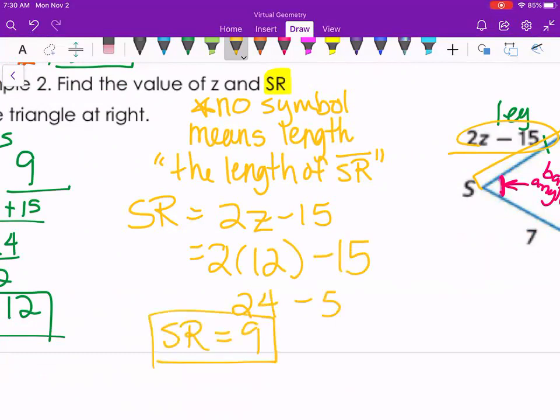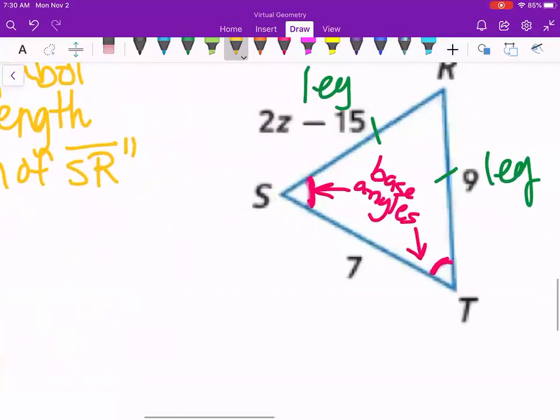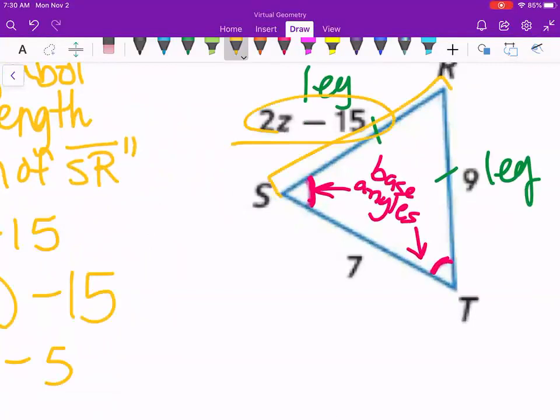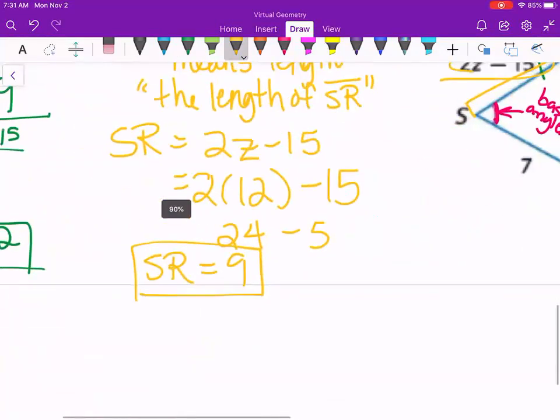And when we plug that back in, we should in fact get the 9, because again, if the legs are supposed to be congruent, then S to R should also be a length of 9. So you want to make sure when we plug it back in, we do in fact get 9. So those are your isosceles triangles. So it's all about looking for the congruent parts in these triangles.